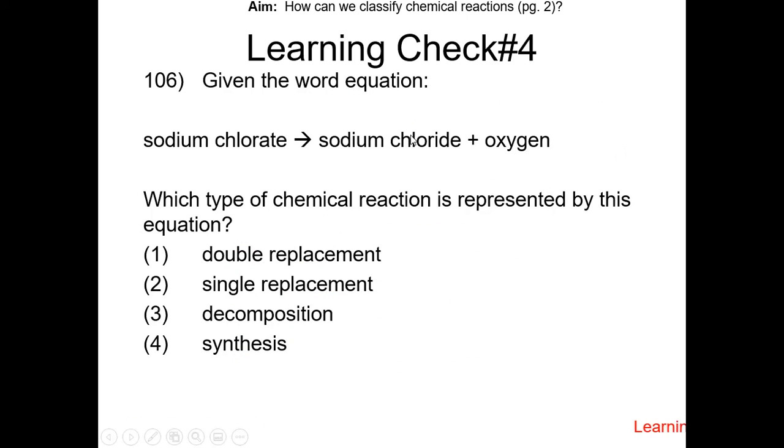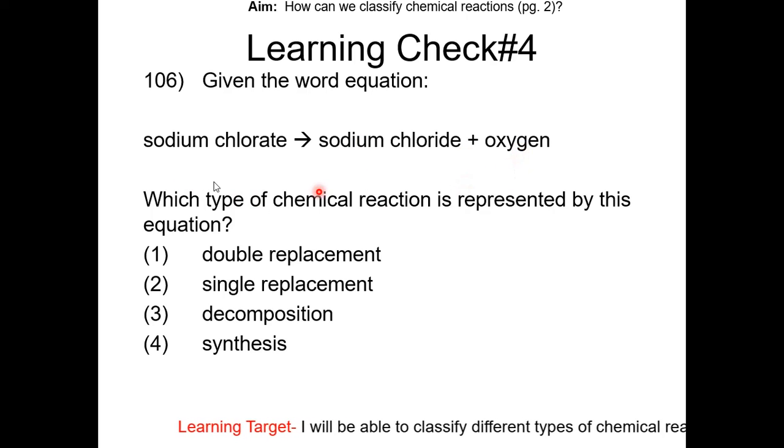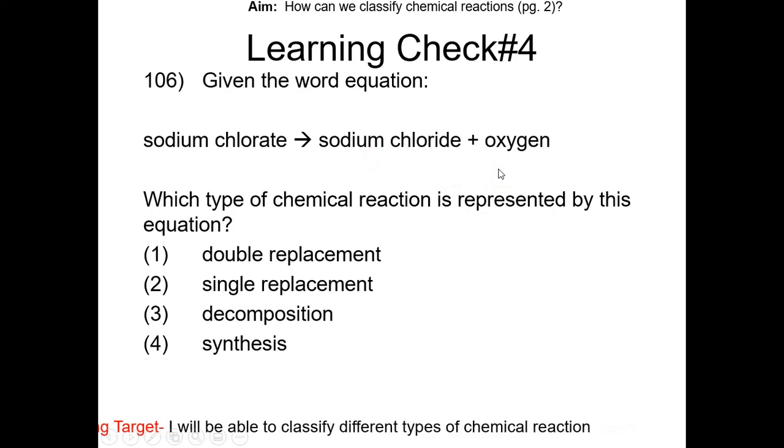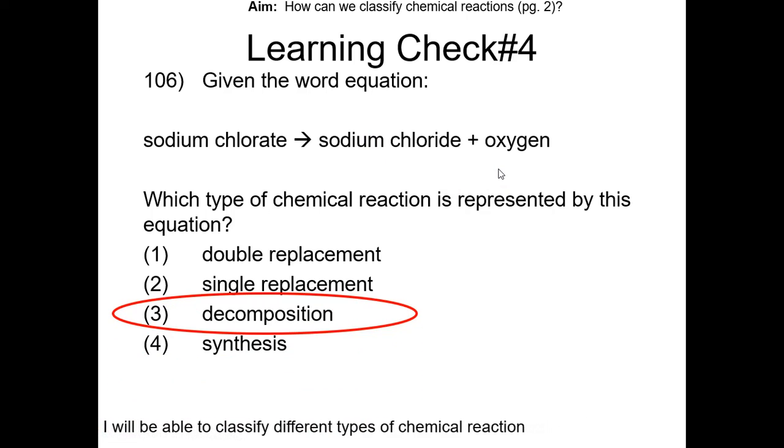Learning check number 4. Given the word equation, which type of chemical reaction is represented by this equation? Pause this video and resume once completed. So sodium chlorate is an ionic compound. It breaks apart into sodium chloride plus oxygen. Since it went from one substance to two smaller substances, the answer is 3, decomposition.